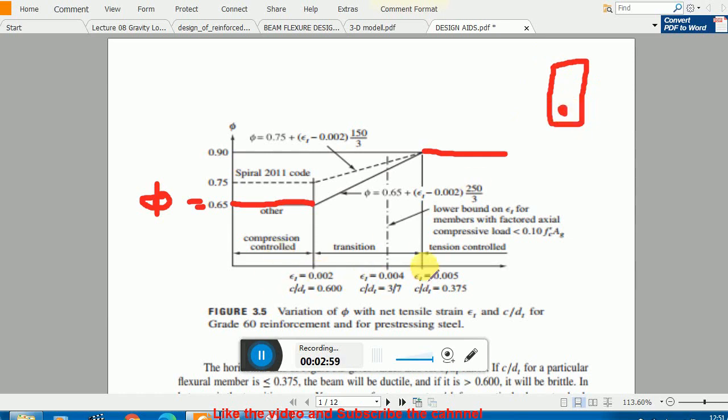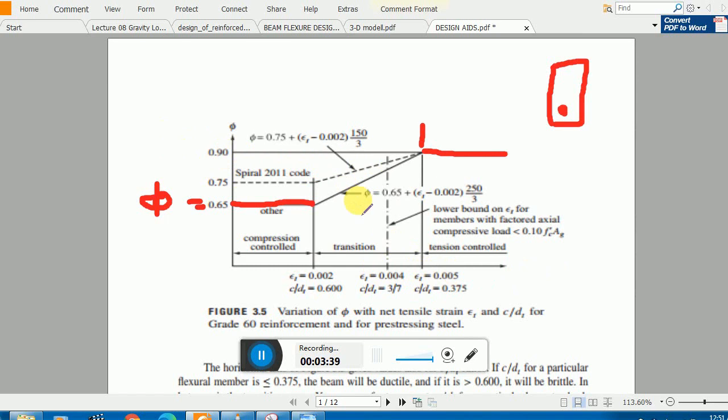The other limit is this one. Here your phi value is 0.9, and this is the case which we already used in our calculations. We almost always use phi 0.90, but most students do not know the purpose of this 0.90, where it comes from, or whether it is a fixed or constant value. It is not a constant value; it may change when your epsilon t value is less than 0.005. If your epsilon t value is 0.005 or more than 0.005, your phi value will be 0.90.